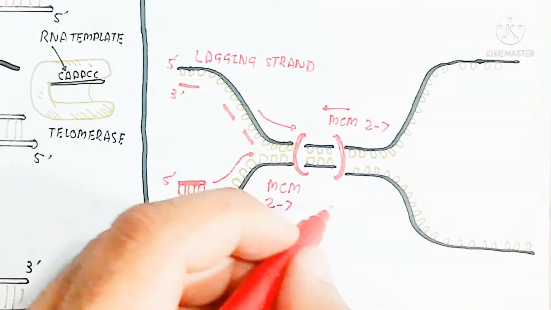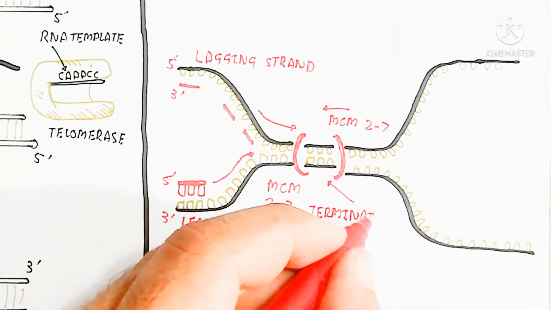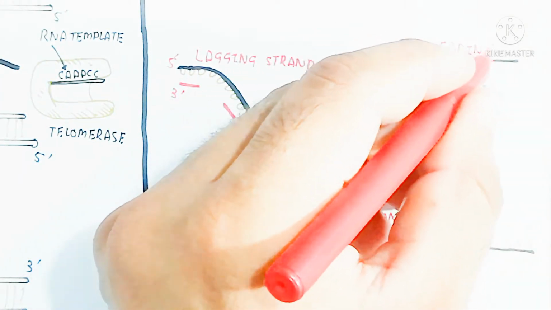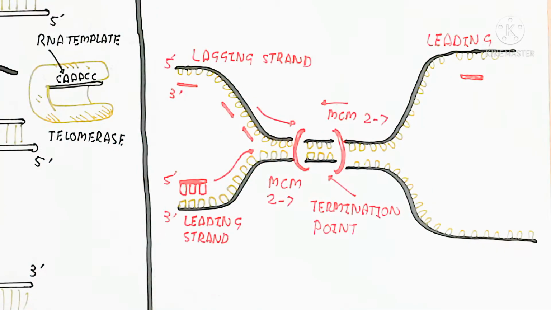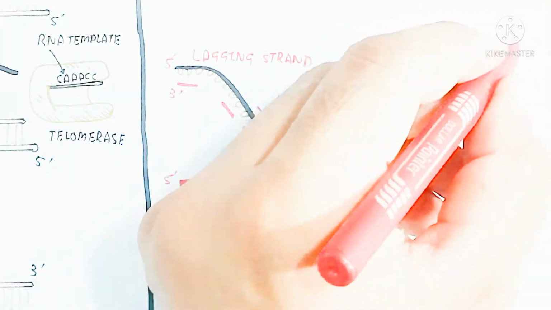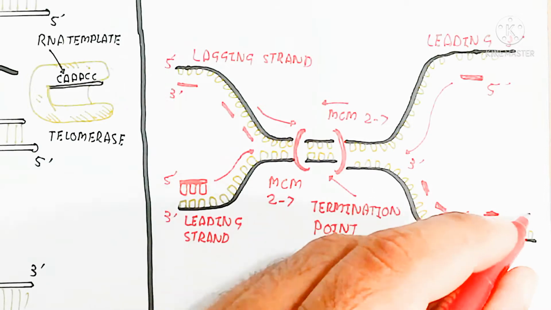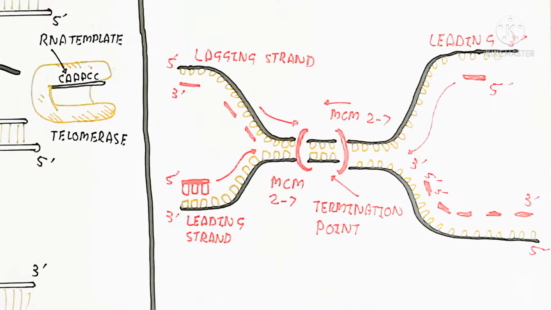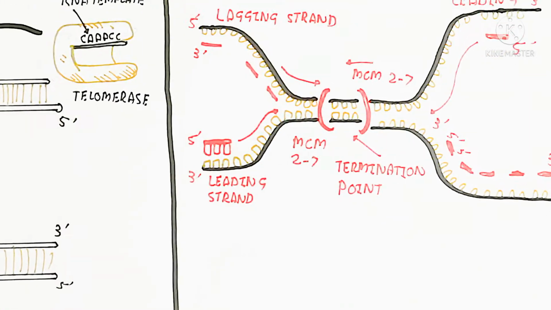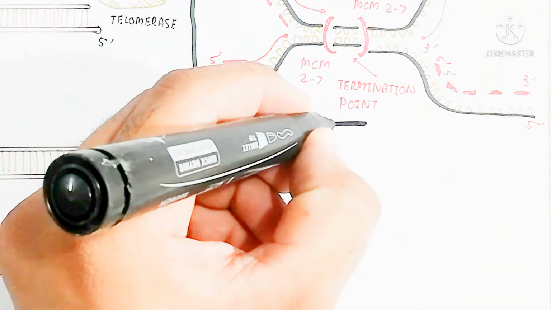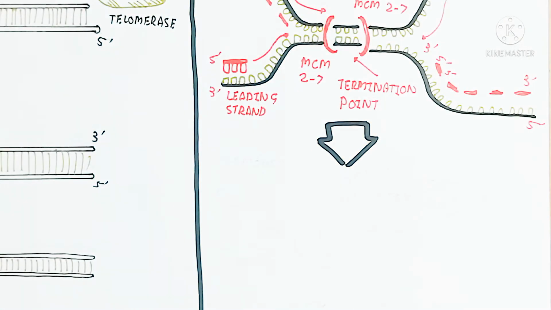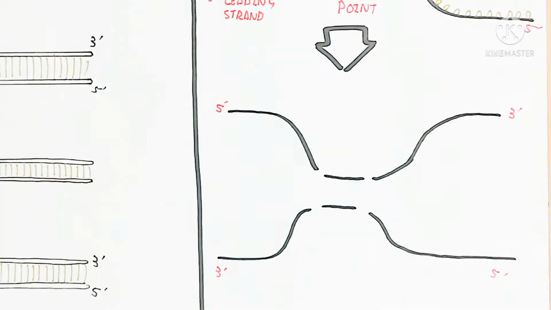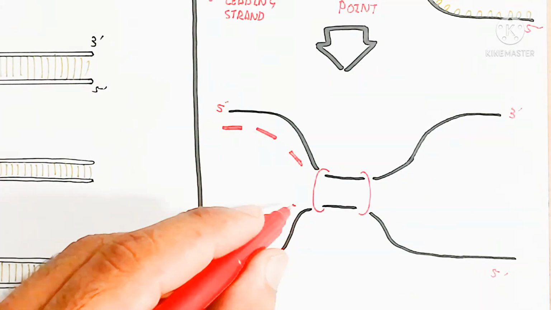So here is the lagging strand, and here is the leading strand, and the center is the termination point. Here the replication occurs, here is the leading strand, and here is the lagging strand. Here the MCM 2 to 7, a ring-like protein, will bind to the site, and during the termination point, the leading strand and lagging strand meet.